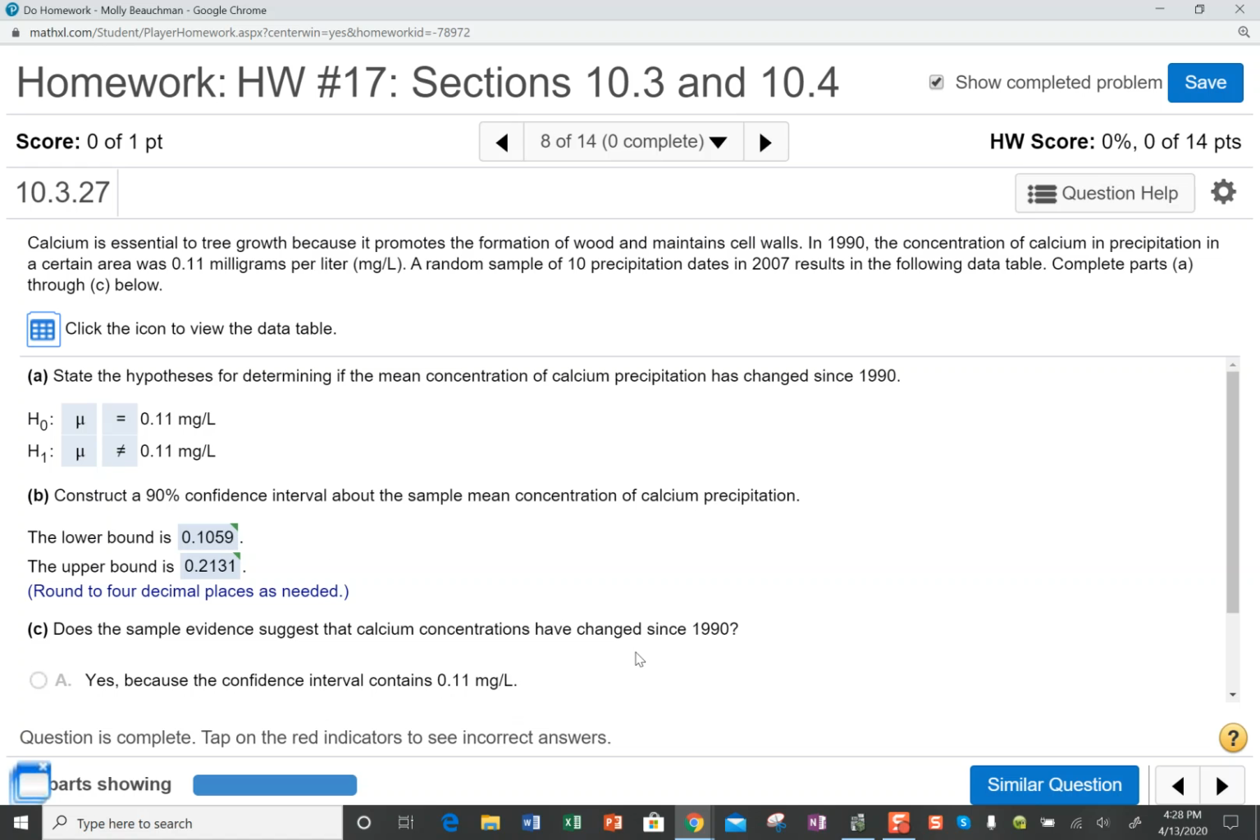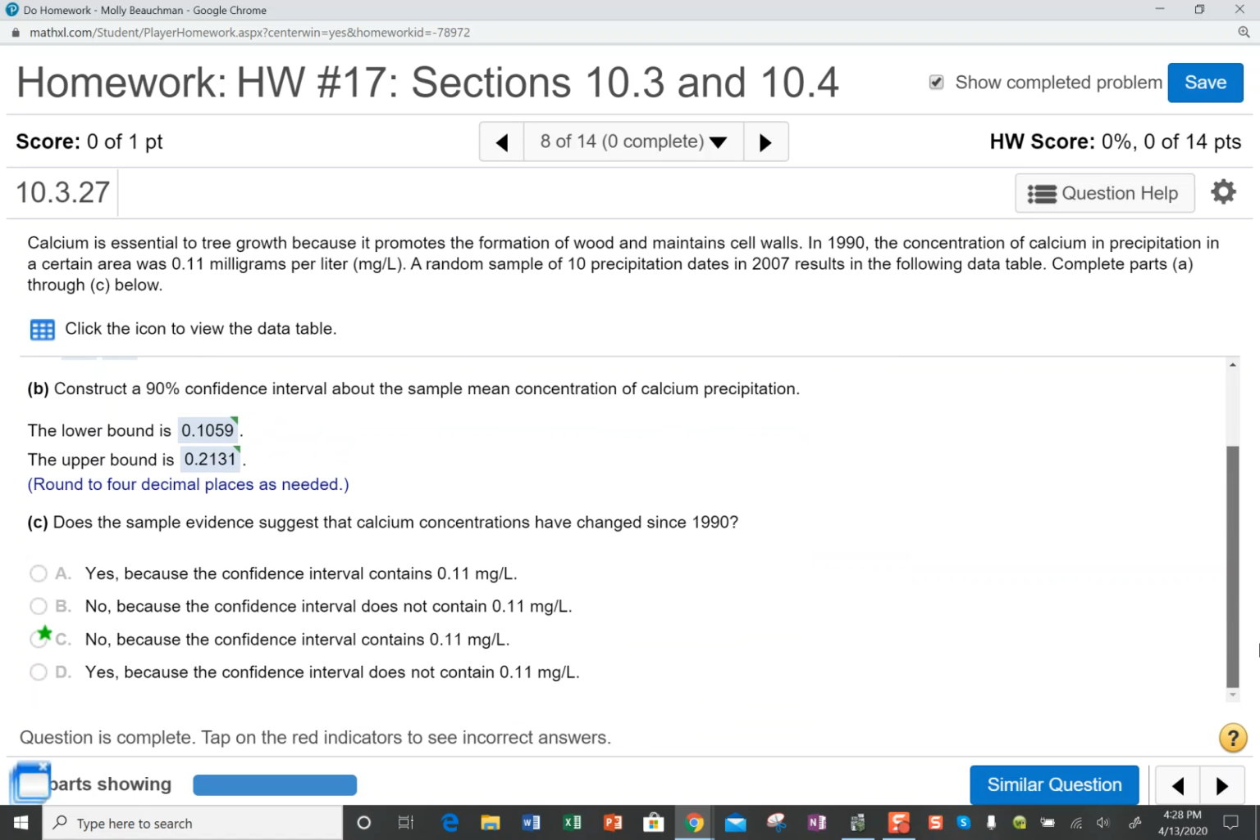It's within the interval. So let's see what's in the multiple choice. So the answer is no. Does the sample evidence suggest calcium concentrations have changed? No, because the confidence interval contains the null hypothesis, which is 0.11.